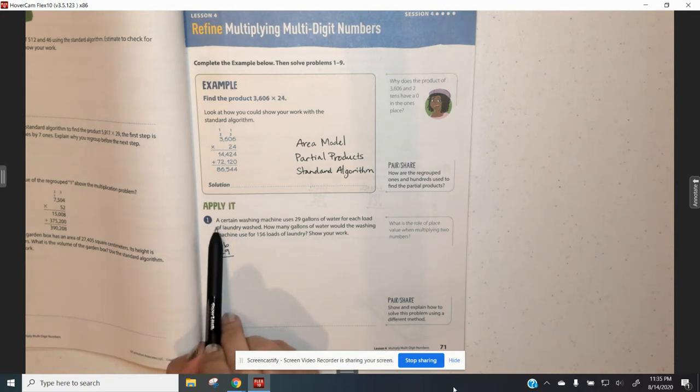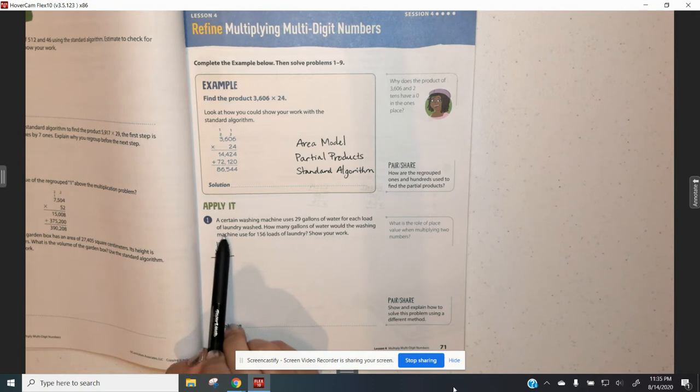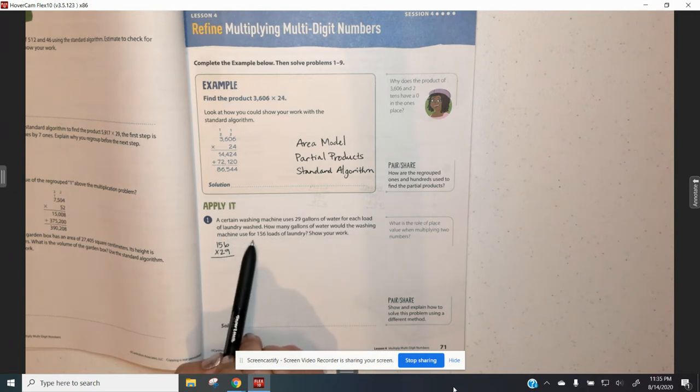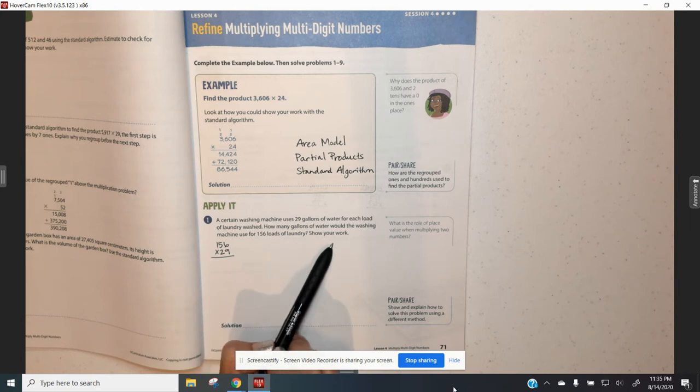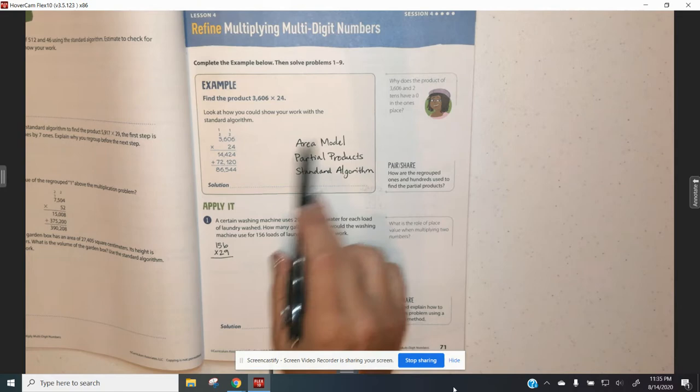For number 1, it says a certain washing machine uses 29 gallons of water for each load of laundry washed. How many gallons of water would the washing machine use for 156 loads of laundry? Show your work. So you're just going to multiply what is 156 times 29. Make sure you write your solution on the solution line, and you may use any model you prefer.